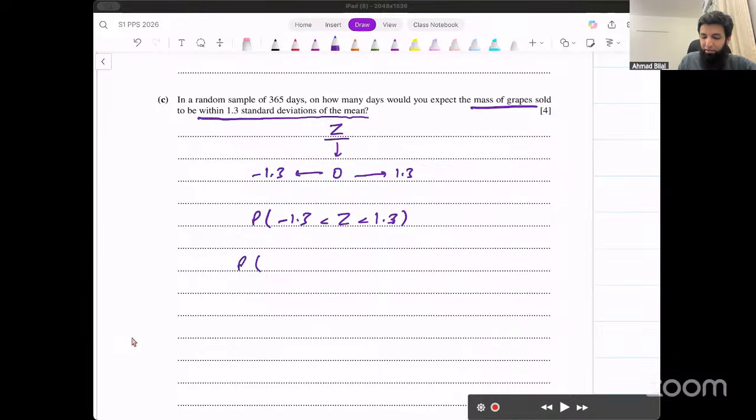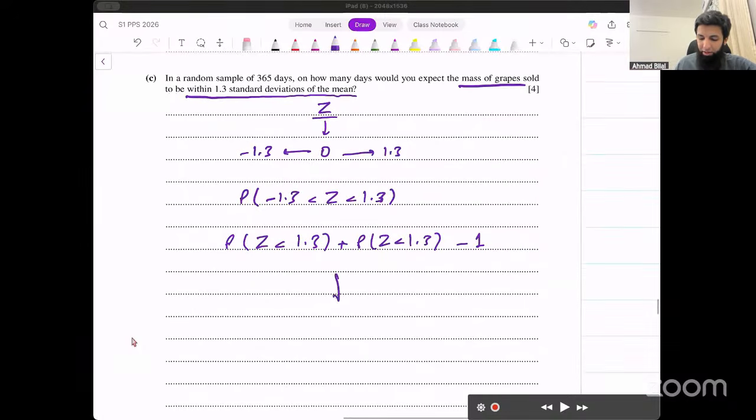We have done a standard rule for this, right? This is one case that I recommend that you remember, which makes it easier to do directly. Probability of z less than 1.3 plus probability of z less than 1.3 minus 1, and that will give you the result. You multiply that number by 365, okay.